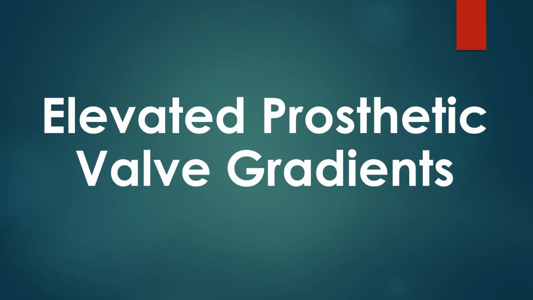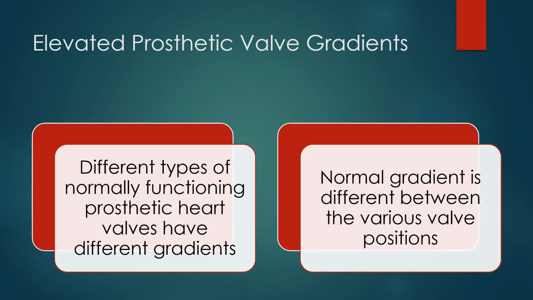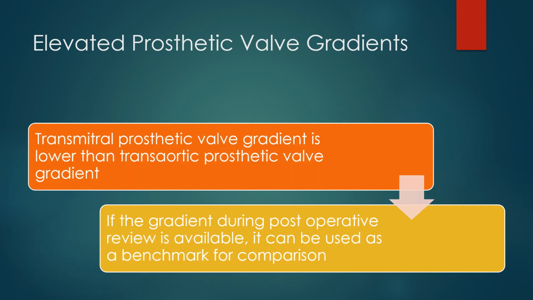Discussion on causes of elevated prosthetic valve gradients. Elevated gradients across prosthetic valves can occur due to various reasons. But before declaring that prosthetic valve gradients are elevated, the usual gradient across the given type of prosthetic valve should be known. Different types of normally functioning prosthetic heart valves have different gradients. Normal gradient is different between the various valve positions.